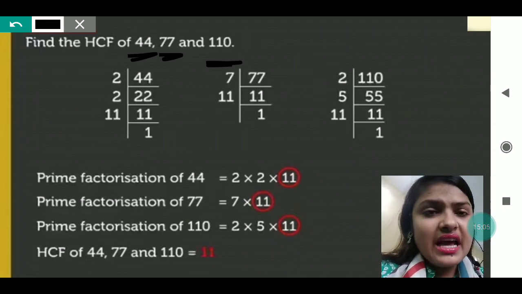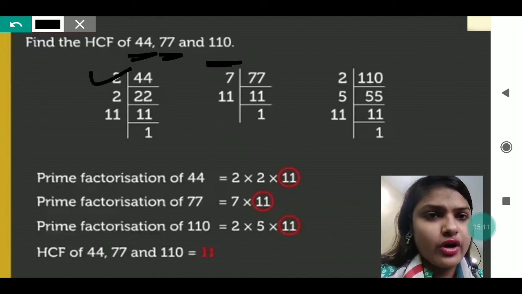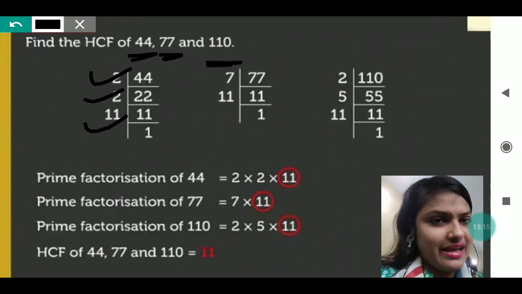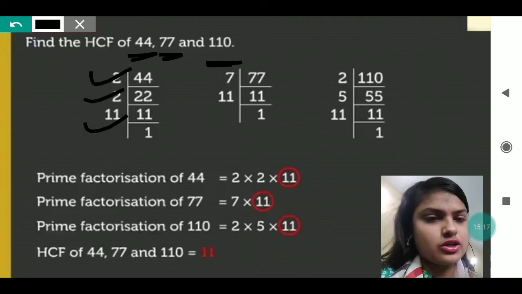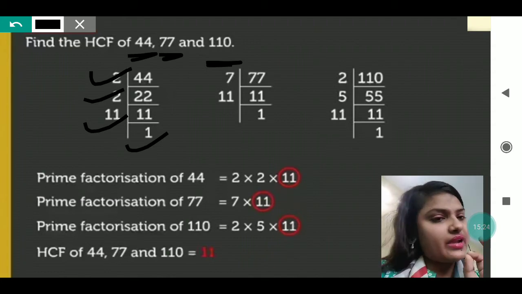So first I have divided 44 by 2. When I divided 44 by 2, I got 22. Then again 22 by 2, then 11. Then 11 by 11 only, because it cannot be divisible by 2, 3 or any other number. So 11 by 11, then we have got 1. I continued dividing until I got 1, and when I got 1, I stopped.